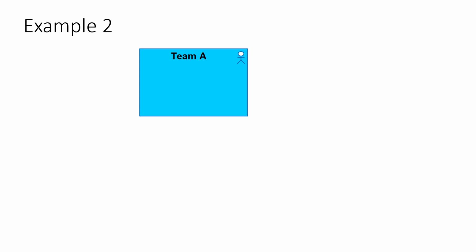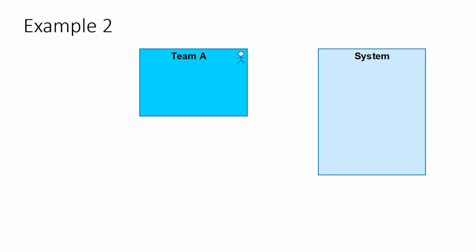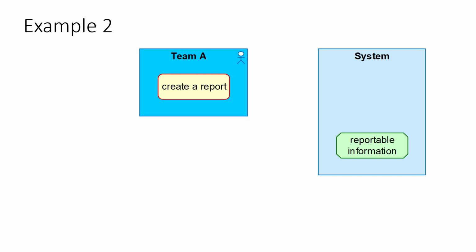Now let's take a look at our second example. Again, we start with a team. There's also a system. In this case, we start by showing that the system stores some reportable information. The team is responsible for creating a report.